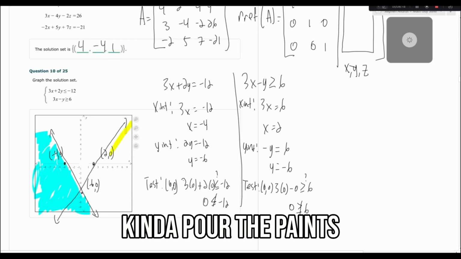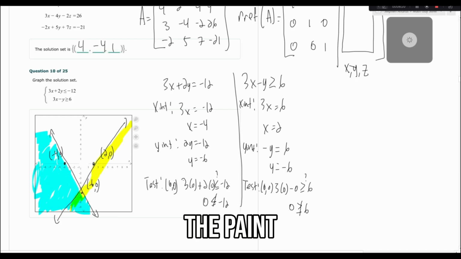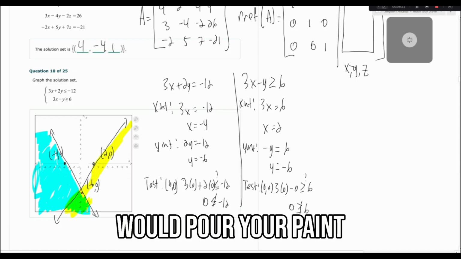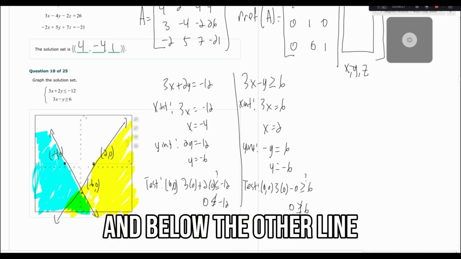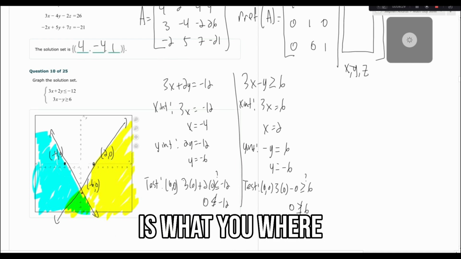So that's where we pour the paint, Alex. See, this green area is where you would pour your paint, right? Because that's where they overlap. So below this line and below the other line, meaning this green area is where you put your paint.